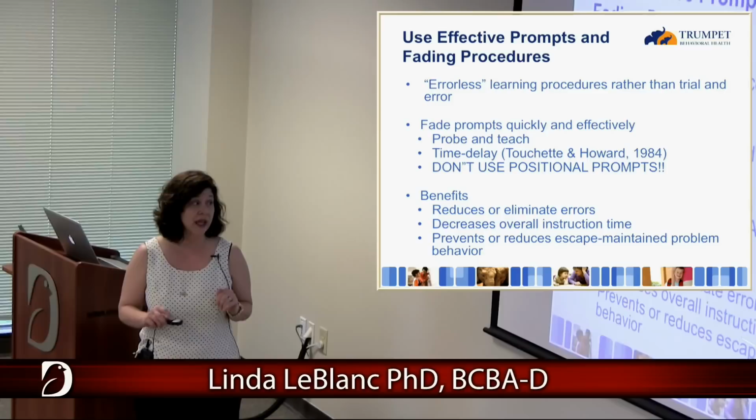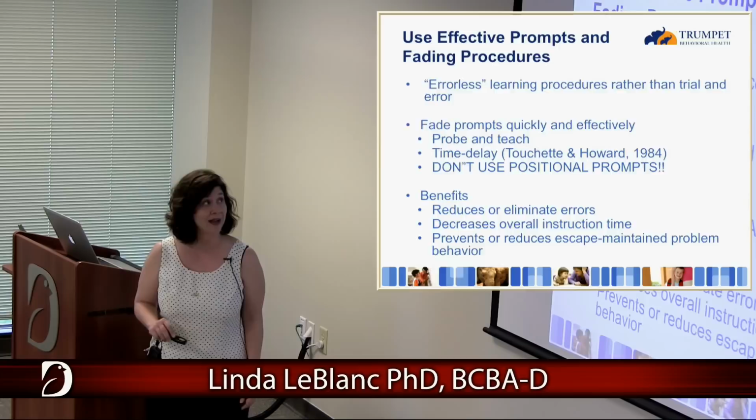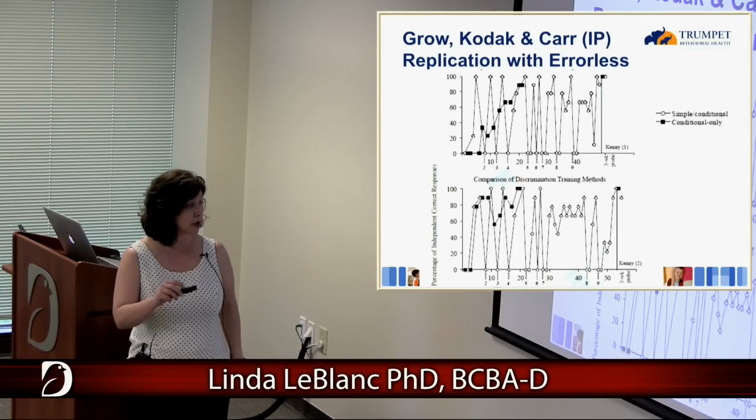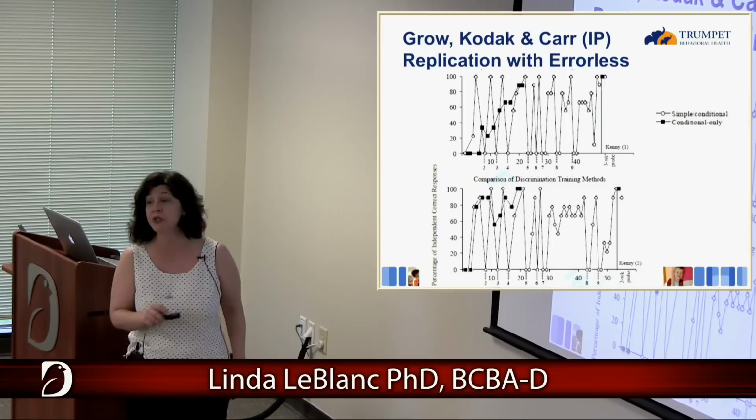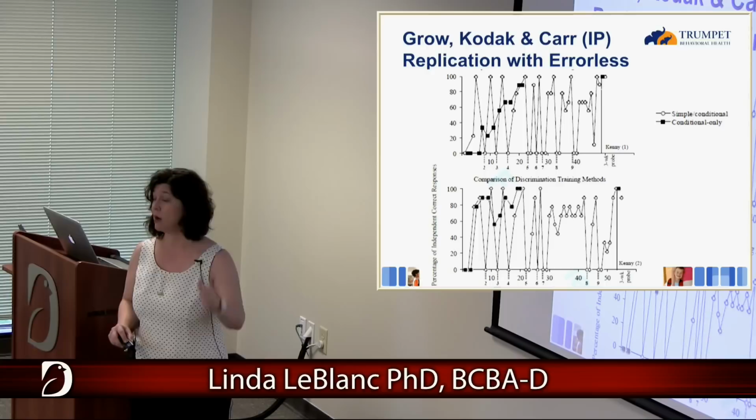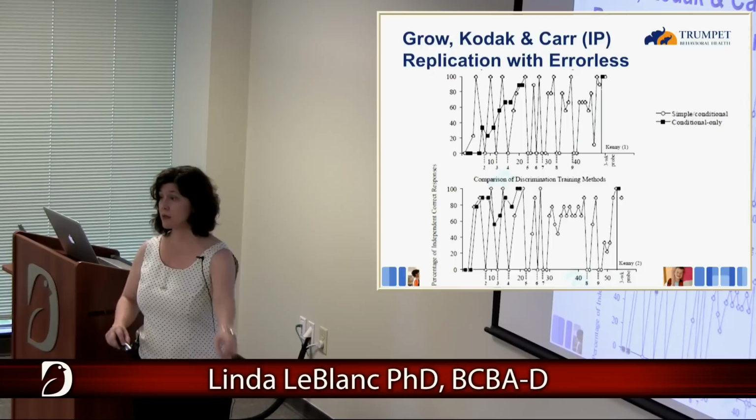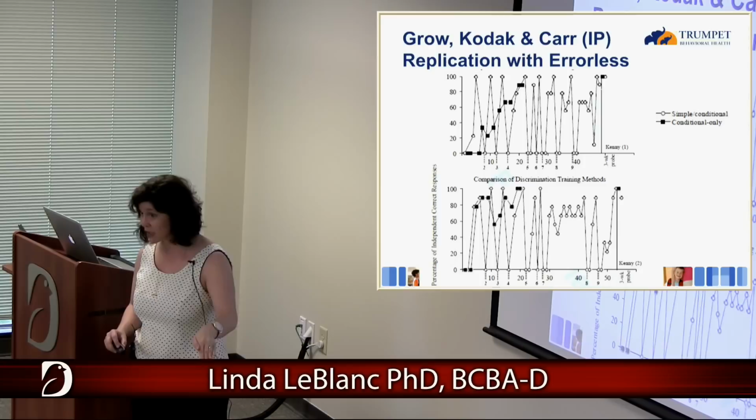Let's look at the most recent study. This is in press, in Java, Grow, Kodak, and Carr. Replicated a previous study. So you're looking at the percentage of independent responses. We have our circles, which is simple to conditional. And essentially, this is the Lovaas protocol. Simple to conditional, least to most prompting. Now, the squares, it's conditional only. Errorless teaching procedures. Exactly what Green 2001 recommends. And guess what? Race to the finish.